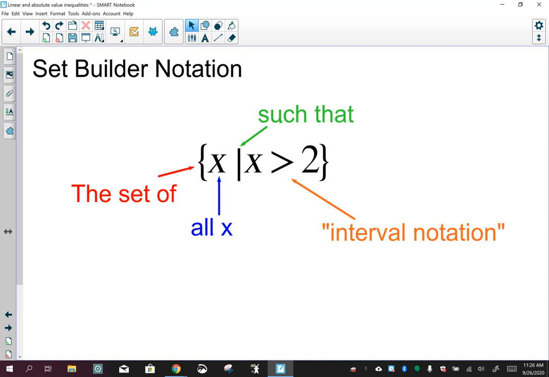So we can use set notation in other places besides inequalities. But whatever you put here, the restrictions will go right here. So that's what we want. So when you're looking at set builder notation, this is what we're going to be looking at.